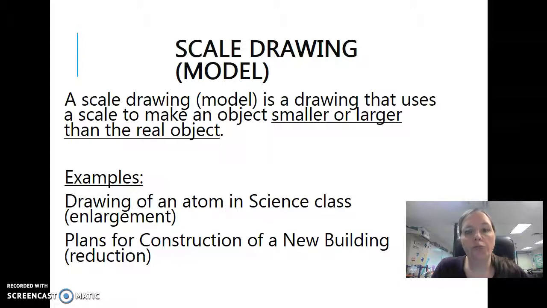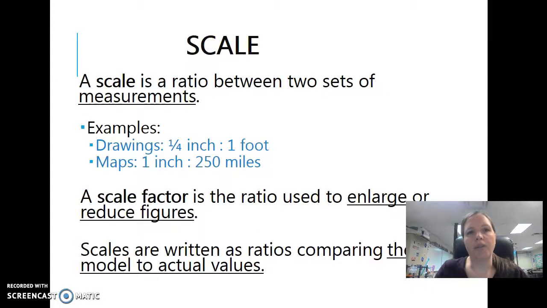So when you drew in science class this year, when you drew atoms, an atom is much, much, much smaller than the drawings that you guys did. And so that would be an enlargement. Or let's say you were going to construct a new building and you needed to lay out what exactly was going to happen. You would use a scale drawing. So there's lots of uses for scale drawings. Those are just two quick examples. But they help us see things in a more friendly size than what they may actually be at.